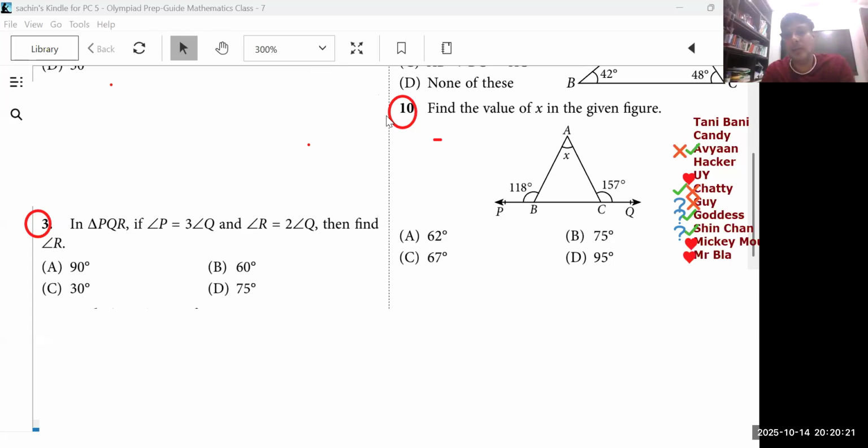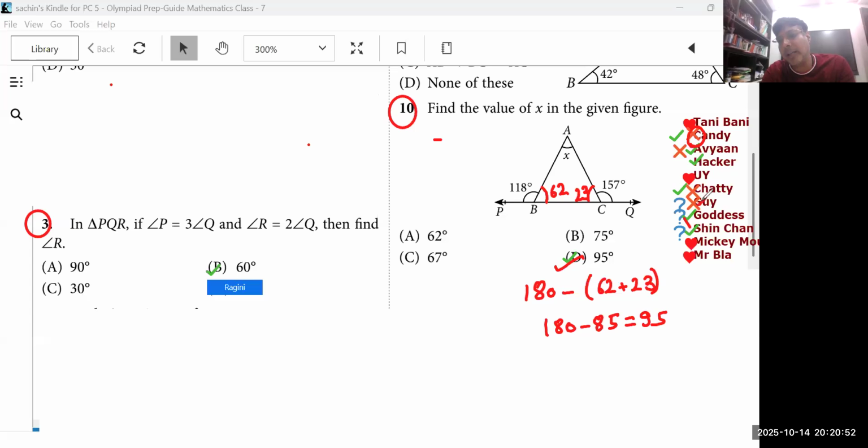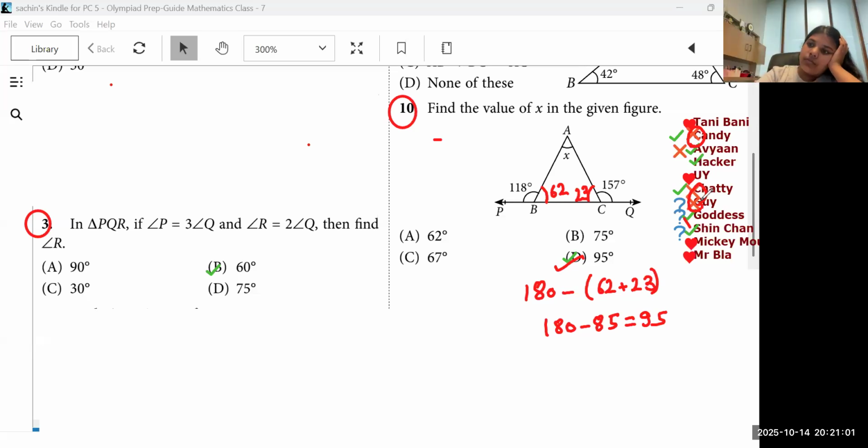Chalo guys, let's see. You can find this angle is equal to 62 because it's a linear pair. This angle is equal to 23. What's the reason? Again, the linear pair. Then x will be equal to 180 minus 62 plus 23. So 180 minus 85, that is equal to 95. तो कैंडीमैन चैटी काऊ समझ आ गया? Yes or no? Yes.